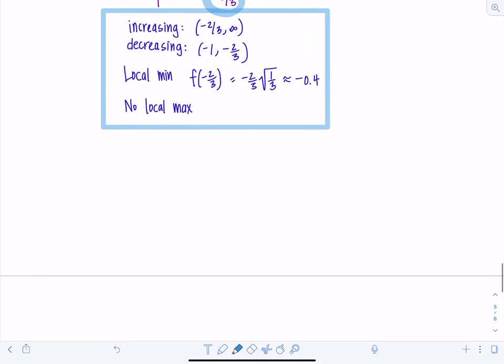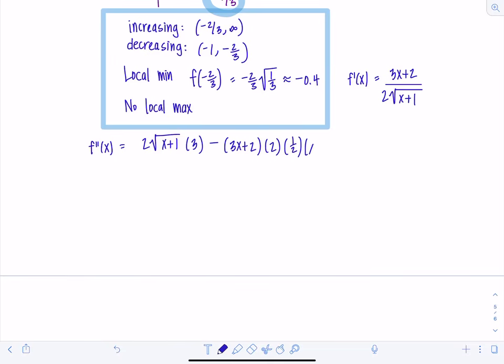All right, here we go. Just as a reminder, f prime of x, I'll rewrite it here, was 3x plus 2 over 2 rad x plus 1. So f double prime of x, using the quotient rule, I'm going to have 2 rad x plus 1 times the derivative of the numerator, which is 3, minus the numerator, 3x plus 2, times the derivative of the denominator. So I'm going to have 2 times 1/2 times (x plus 1) to the negative 1/2, all over the denominator squared. So that's going to be 4 times (x plus 1).